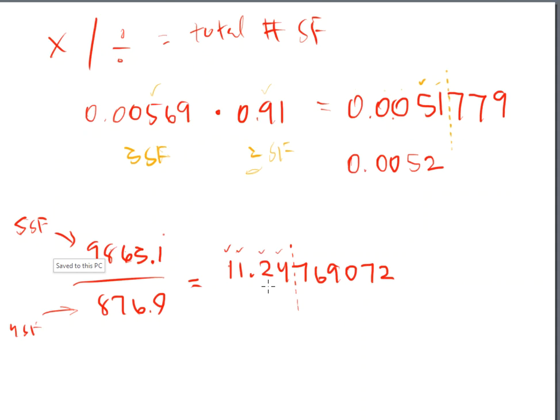So when I do this calculation, I'm going to report an answer. And that answer is going to be 11.2, and that 7 makes the 4 round up to a 5. So 11.25. This is a total of 4 sig figs, and my least precise measurement also had 4 sig figs. Okay? All right, so that's how we do multiplication and division.